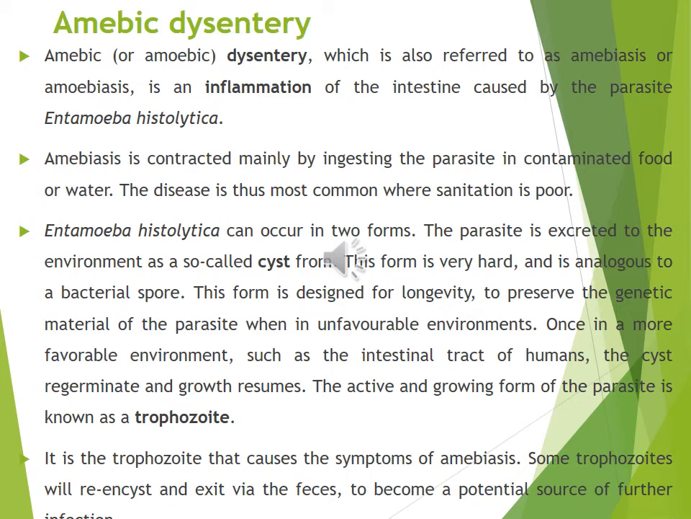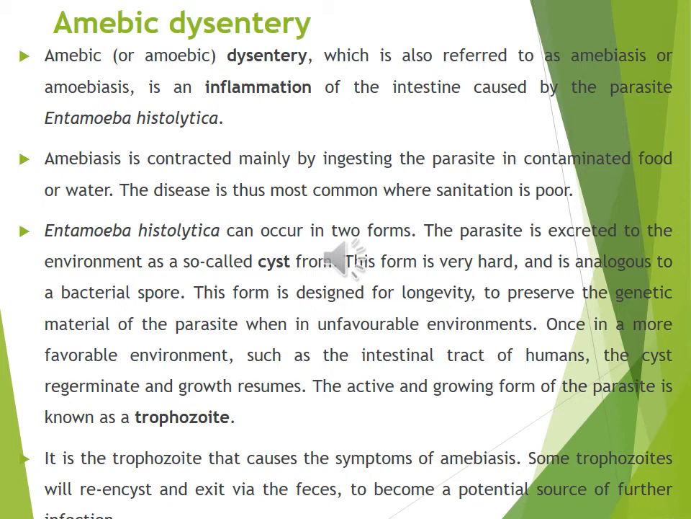Entamoeba histolytica is available in two forms. The parasite is excreted to the environment as a so-called cyst form. This form is very hard and is analogous to a bacterial spore. This form is designed for longevity, to preserve the genetic material of the parasite when in unfavorable conditions.